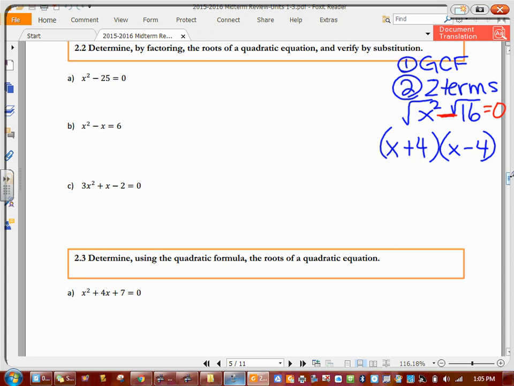But remember, these are my factors. These are not my answers yet. I need to remove them from the brackets and state my solutions. So, what does it mean by that? Well, what it means is what makes each bracket equal to 0. That's called the zero product property. So if I say what makes that bracket equal to 0, it would be -4, because -4 plus 4 gives me 0. Same thing over here. What makes this bracket equal to 0? +4.